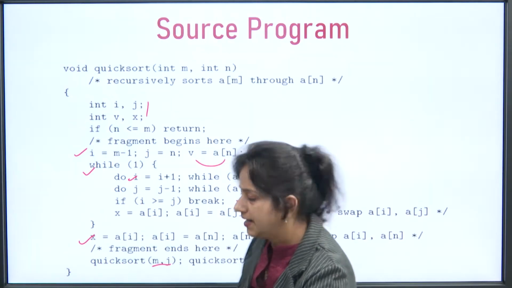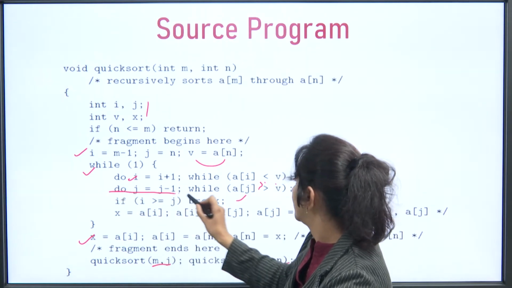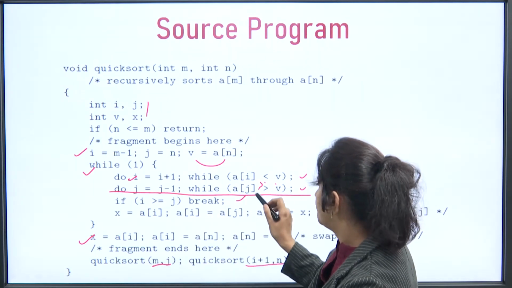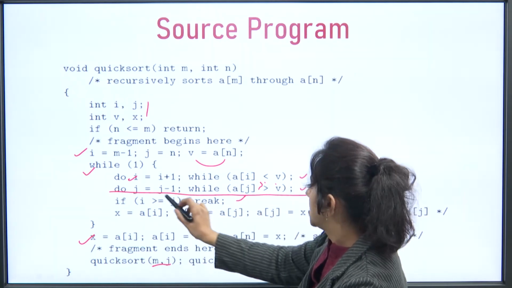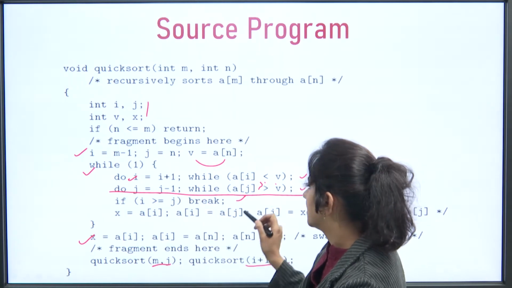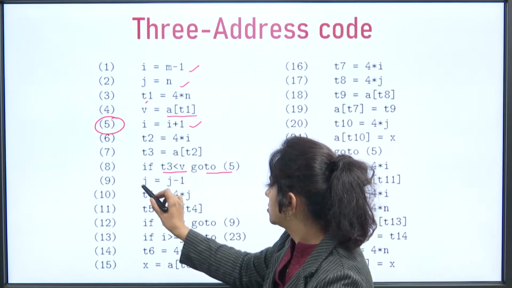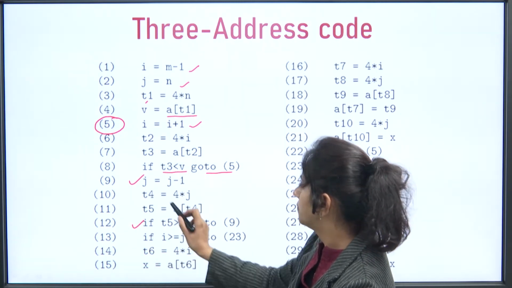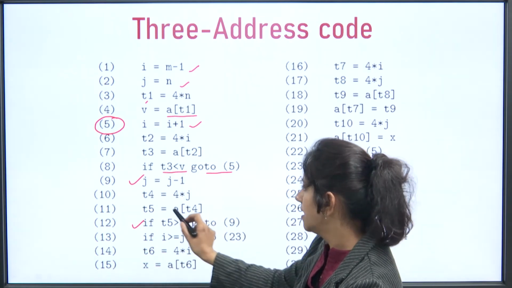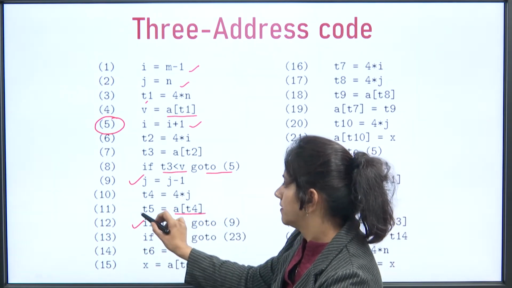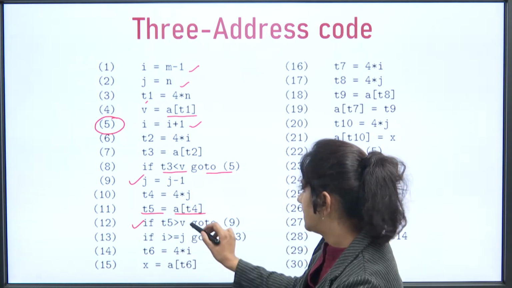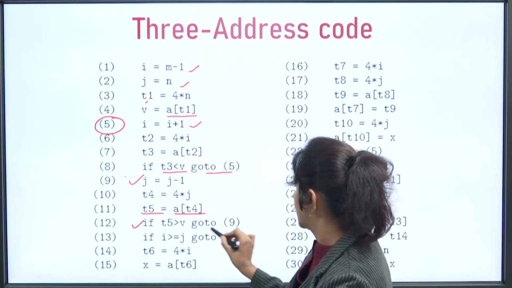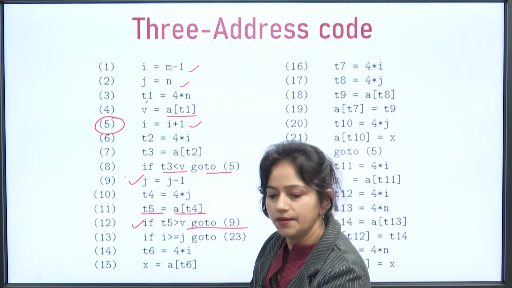Similarly, we can write the 3 address code for this one, j is equal to j minus 1 while a of j is greater than v. So, j is equal to j minus 1 and when it is greater, what we will do, T4 is equal to 4 into j. Now, a at T4 we are setting it to T5. Now, we will compare. If it is true, then we will go to this particular statement, so we will write here go to 9.